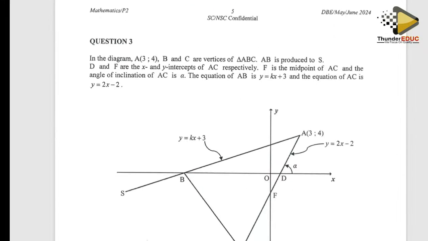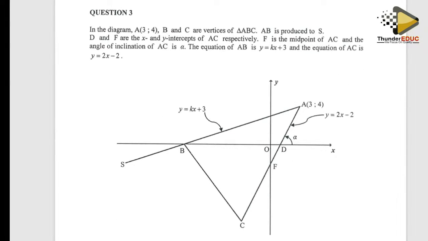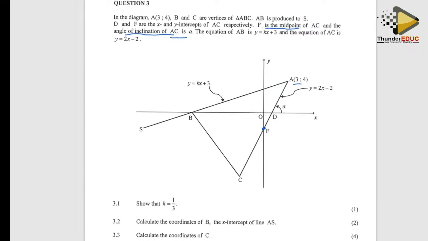We move on to question number 3. They are telling us that in the diagram, A is (3, 4), B and C are vertices of this triangle. AB is produced so that we get S. D and F are the X and Y intercepts respectively. F is a midpoint of that line AC. And then the angle of inclination, also highlight inclination. The equation of AB is given as that, the equation of AC is given as that. Can we show that K is 1/3?